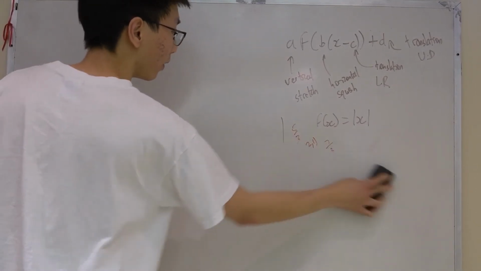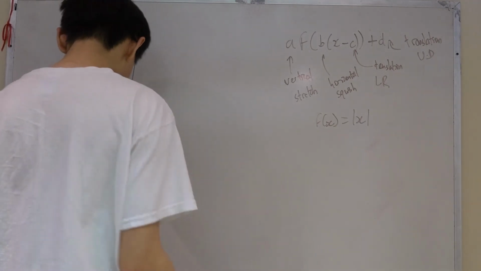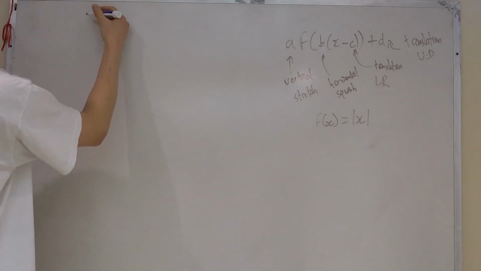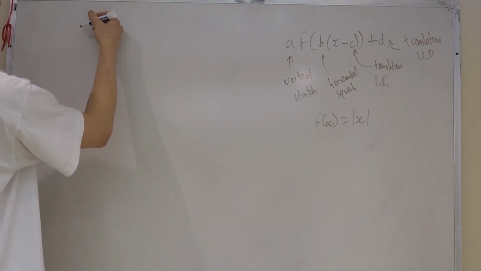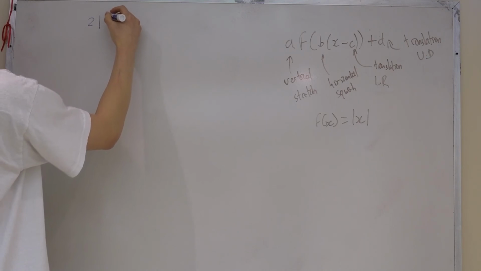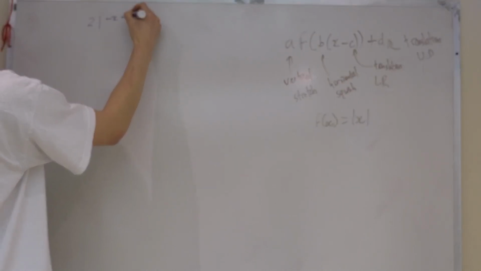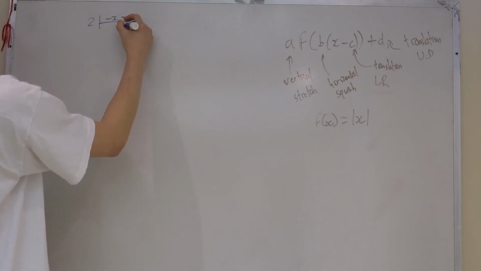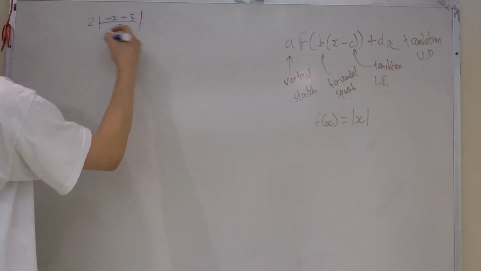This time we're going to involve everything. Alright, so let's do 2 times the absolute value of negative x minus 3, all that over, let's do 3.